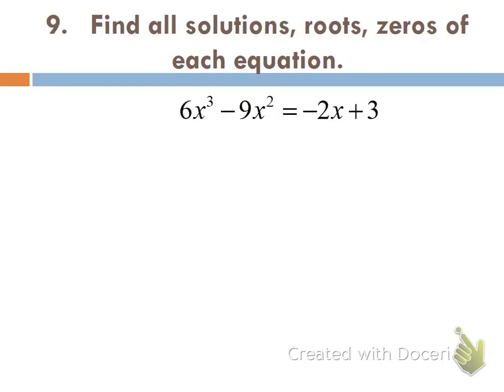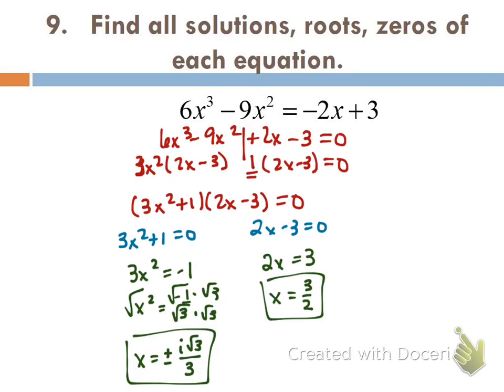Let's try another one together. No, sorry. I'd like for you to try this one on your own. Please pause here. Alright, my 3 solutions are plus or minus i radical 3 over 3 and x equals 3 halves.